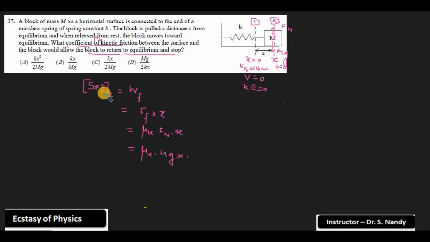And the spring potential energy, where the spring stiffness is k and it got stretched by a distance x, is equal to half k x squared. If we simplify this, one x is eliminated from both sides, and mu k becomes k times x upon twice m times g. So let's analyze the options. k x by twice m times g is option C.